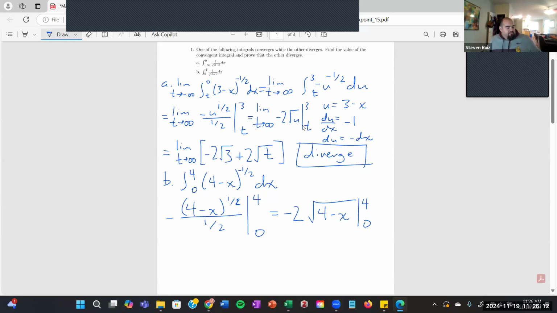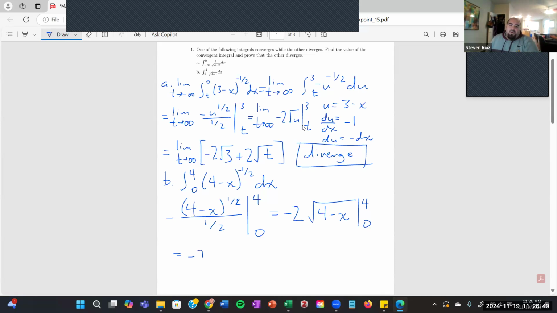Like I said before, this function, before I integrated it, is not defined at 4, but the antiderivative is. Which means that even though the function, if you were to graph it out and look at the area underneath the curve from 0 to 4, would be infinitely tall, it would have infinite height at the right end at x equals 4. But even though the area approaches infinite height as you go towards x equals 4, the area converges. And we're going to see that now.